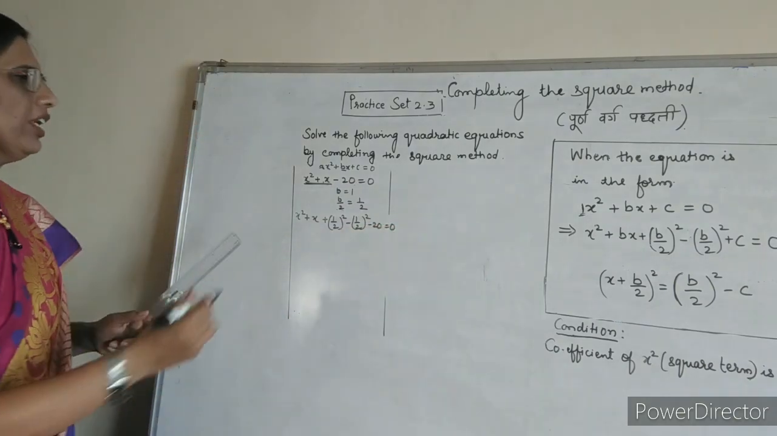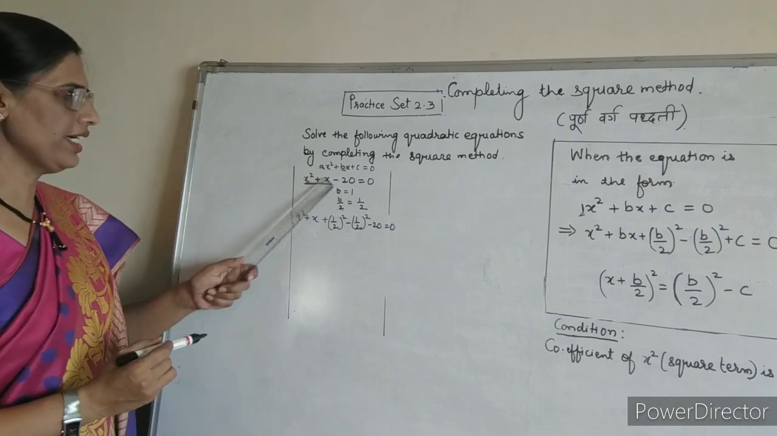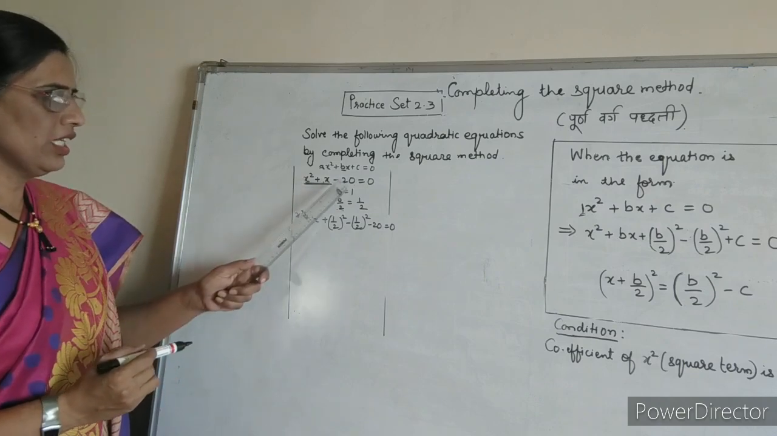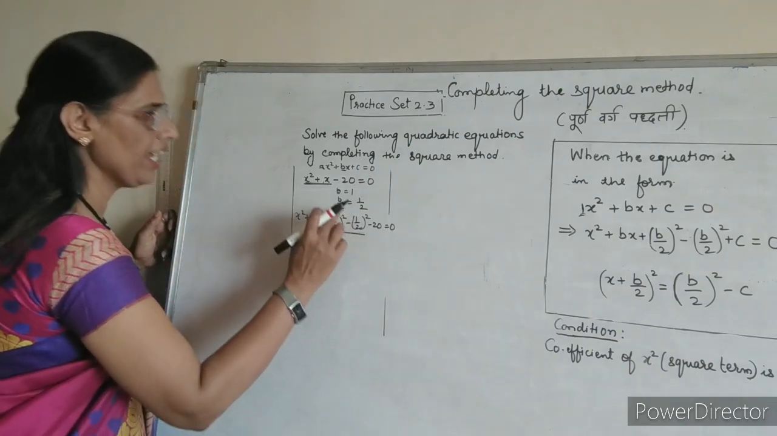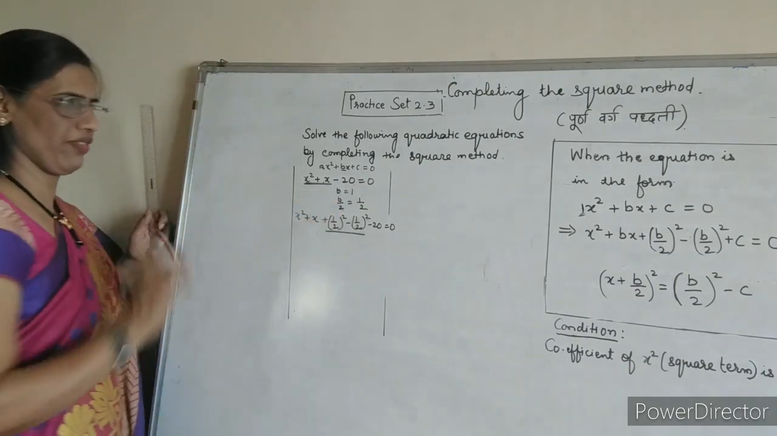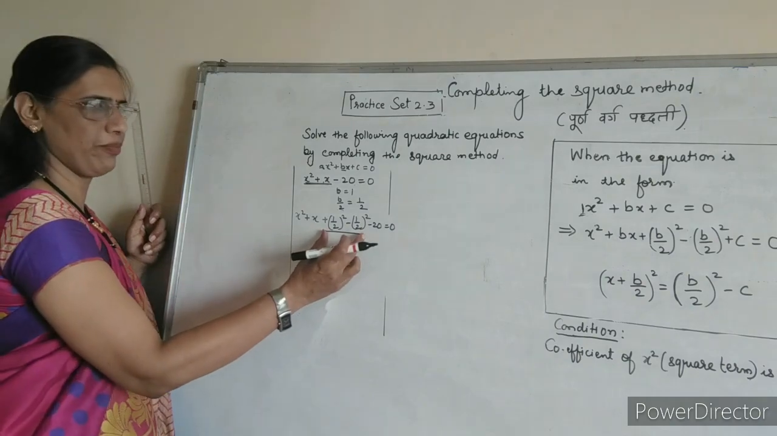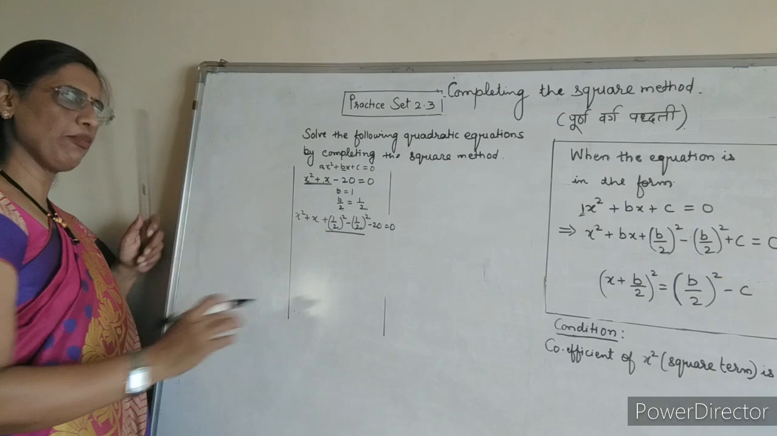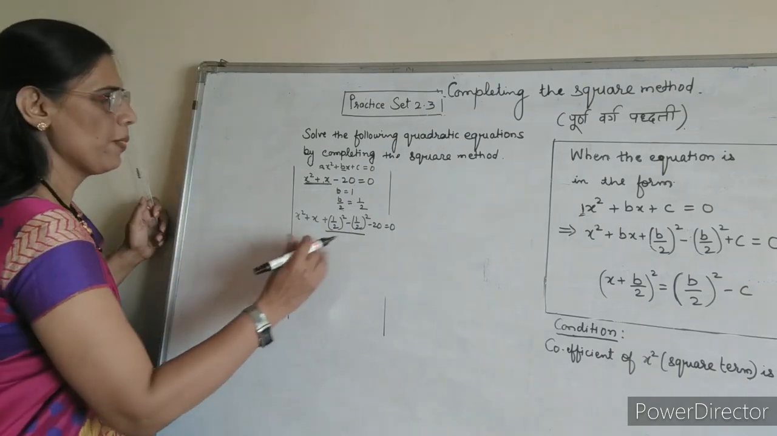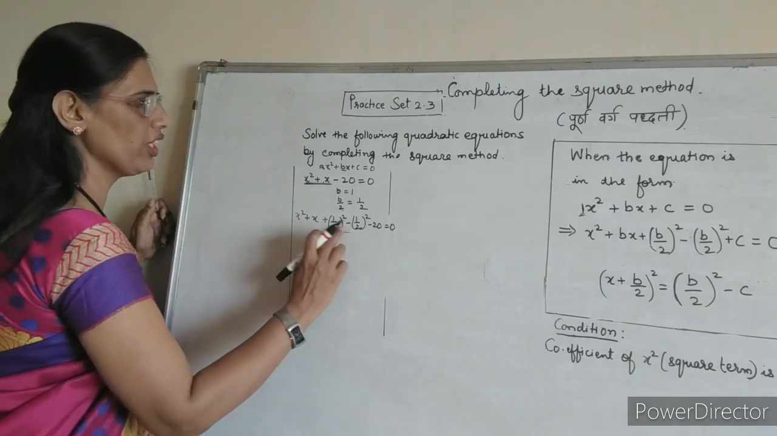Okay. What have we done here? x square as it is, the middle term as it is, negative 20 as it is. The only change is that we have added and subtracted b upon 2 whole square. This is a very important step: to add b upon 2 whole square and to subtract b upon 2 whole square. Now we get 5 terms: 1, 2, 3, 4, 5.